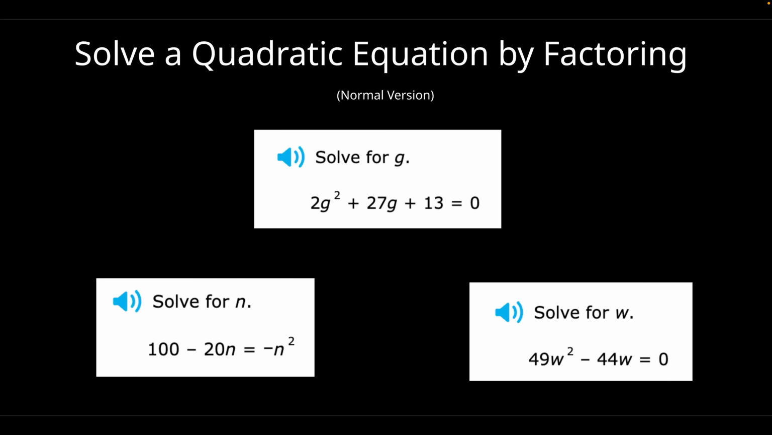Today we're going to be talking about how to solve a quadratic equation by factoring, similar to the problems that you see up on the screen here. Just a reminder, this is the normal version. If you want the speedrun version where we go through it pretty quickly, I'll link that in the description below.